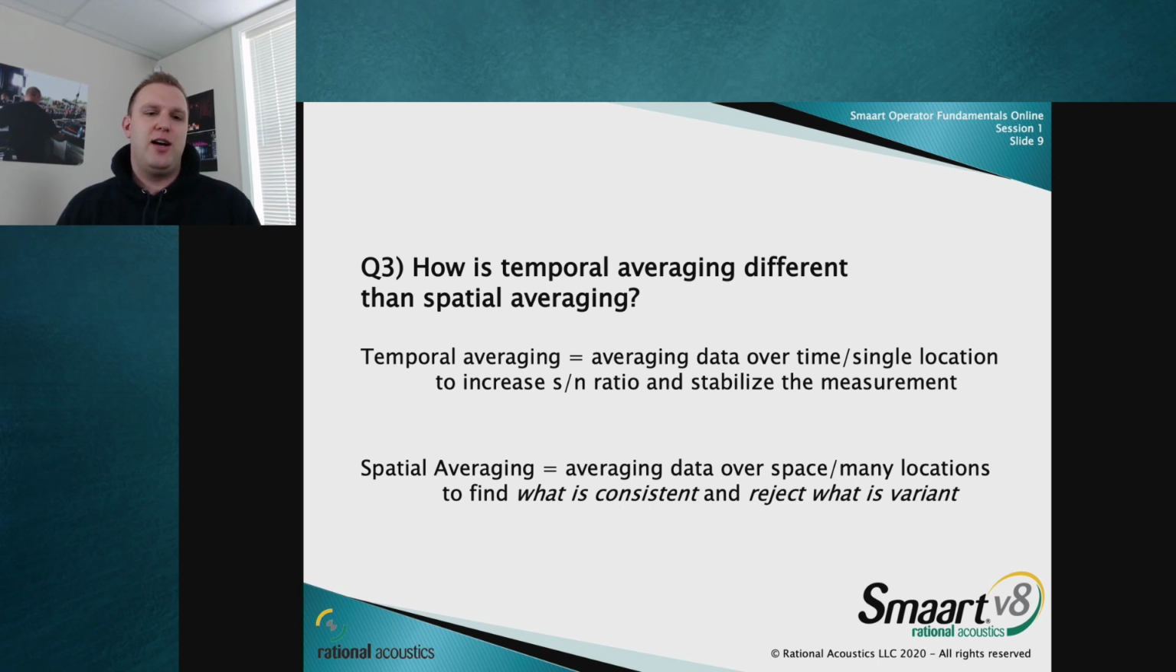And so they're analogous, right? So in both senses, we're trying to stabilize our measurement and find consistency in our measurement. But temporal averaging is done to the FFT as it's being calculated. It's rejecting noise to increase the signal to noise ratio. Spatial averaging is done either in real time or with stored data, but it's done to average data over a location and find what is consistent of that space.